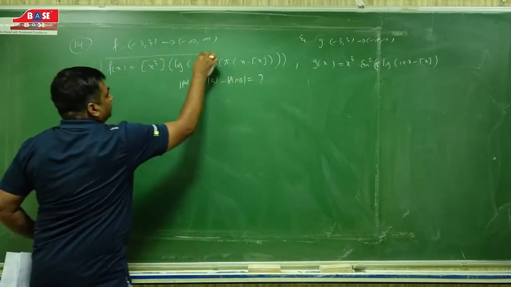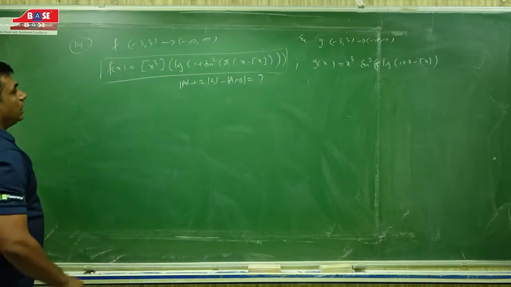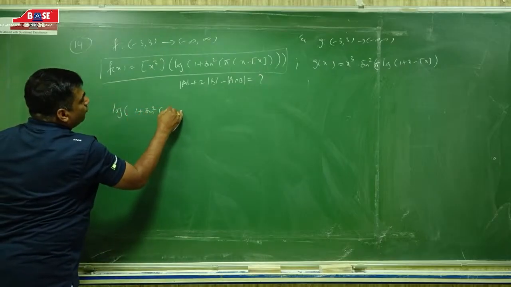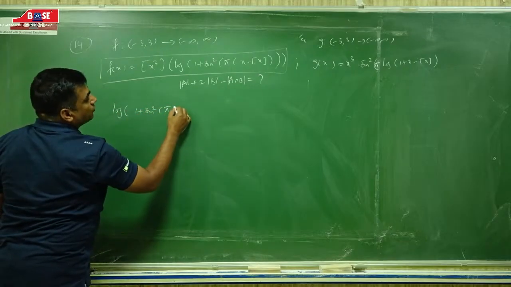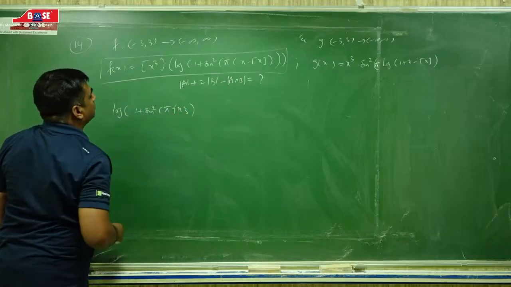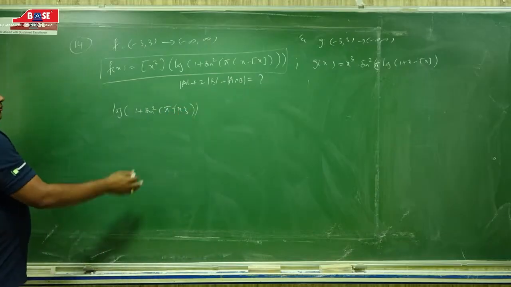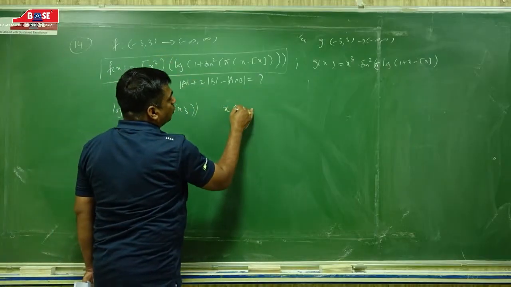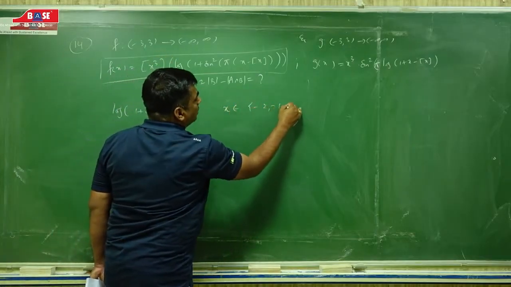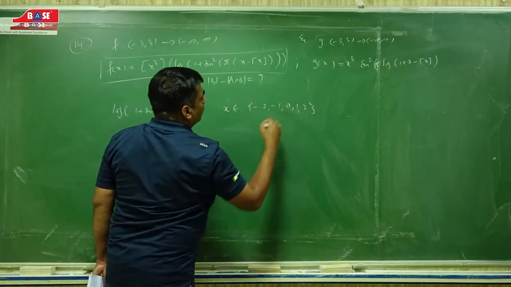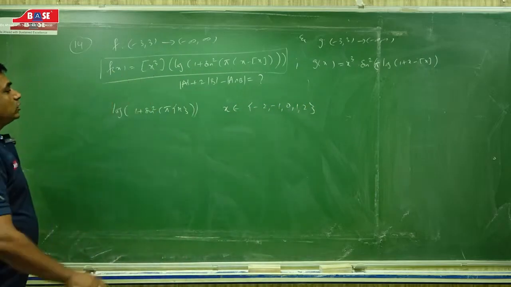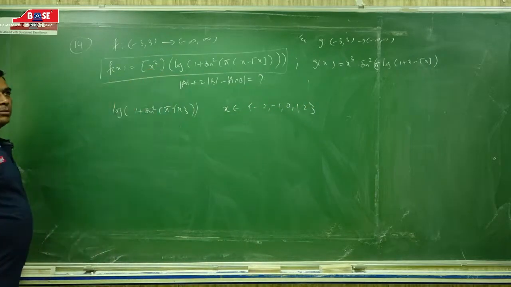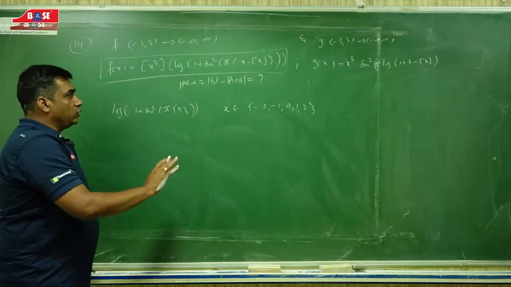Now let us check this function. Here I am assuming the first part, log of 1 plus sine square of pi times x minus floor of x, can be written as the fractional part of x. For the integer values, x belongs to -2, -1, 0, 1, 2. For these 5 integer values, this whole part will be 0, and log of 1 will be 0. So this function will be continuous for these 5 integer values.